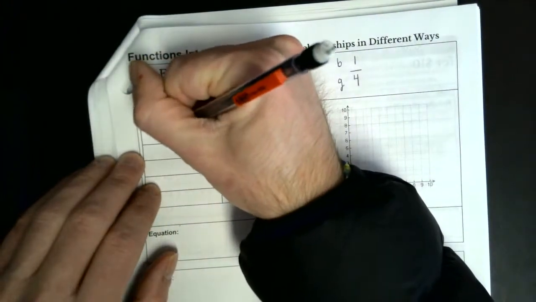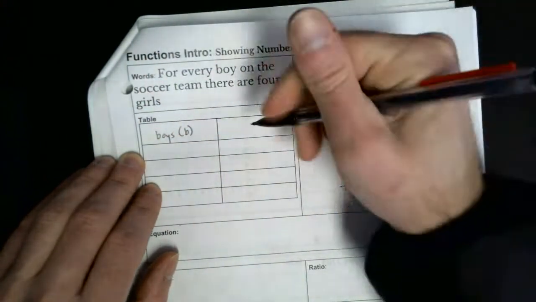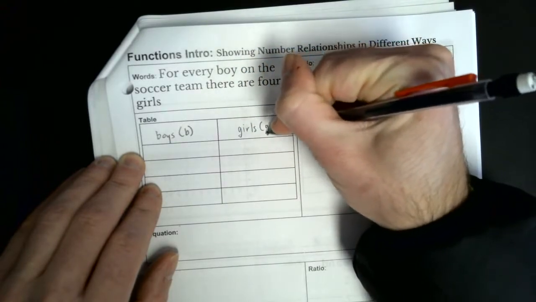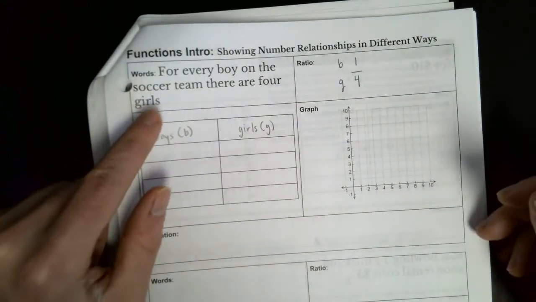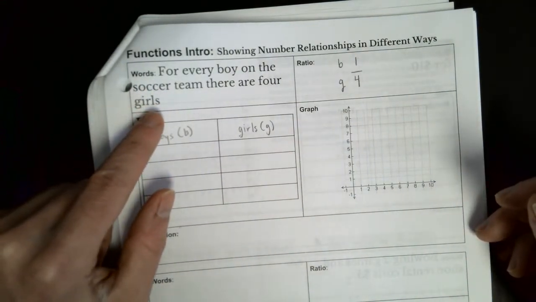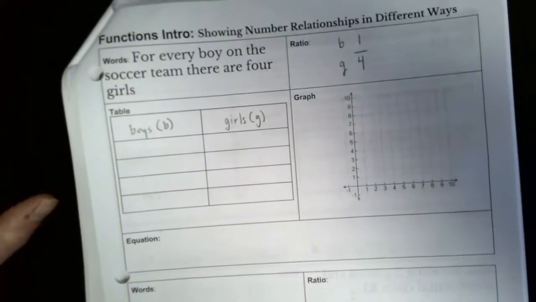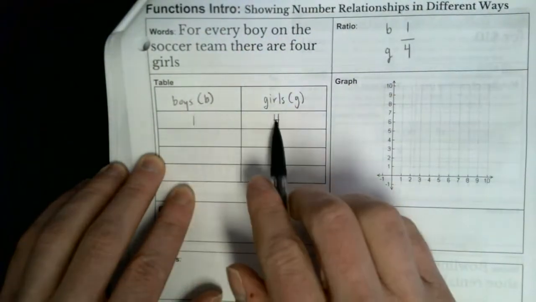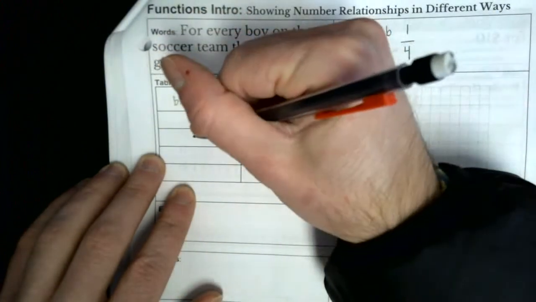One is boys, and we're going to use B to represent boys. And the other amount is girls, and we'll use G to represent girls. So I'm going back to the words here. It says, for every boy on the soccer team, there are 4 girls. So I'm just going to zoom in a little bit. If there's 1 boy on the team, there'd be 4 girls. So you can see the connection between boys and girls. For every 1 boy there are 4 girls.